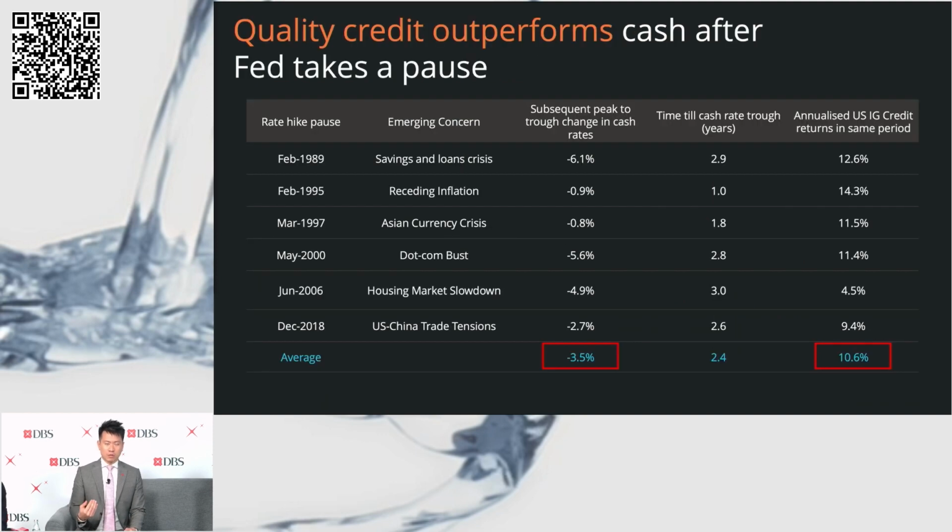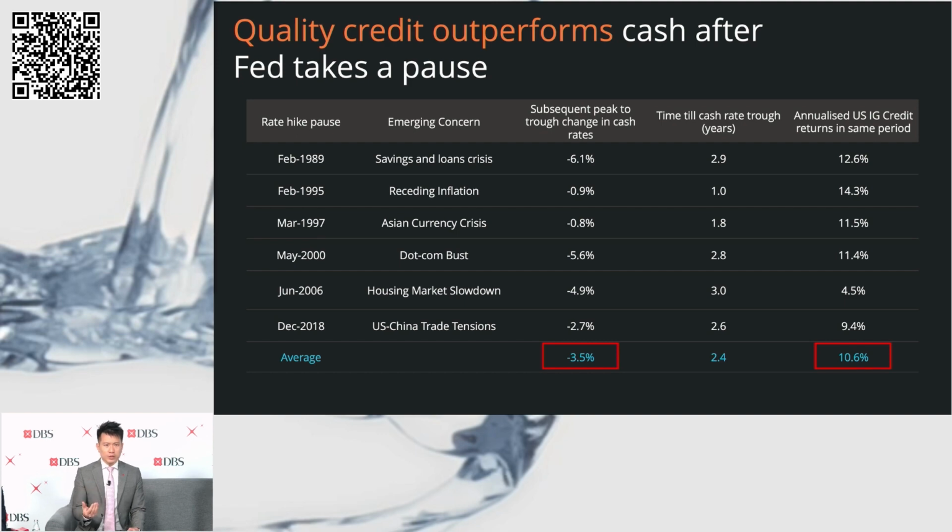Let me show what it looks like in numbers. What we did on this table is to extract each of those 6 occurrences where the Fed decided to pause in the hiking cycle: in 1989, 1995, 1997, 2000, 2006, and 2018. And you'll notice that every time they paused the interest rate hiking cycle, it was because there was some form of emerging concern when the economy started to slow down, right? There were various reasons, but it's always because economic numbers started to fall quite quickly. And today, we are also seeing inflation and growth follow that same trajectory.